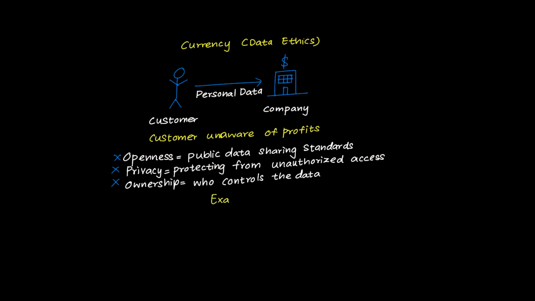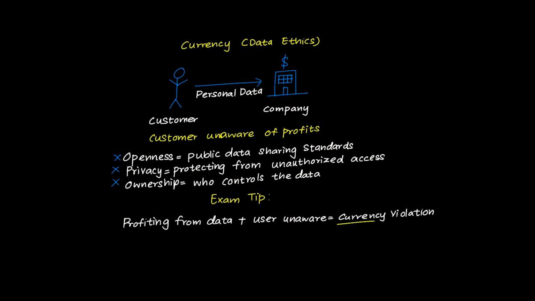Here's a WGU D467 exam tip for you. When a question describes companies profiting from personal data without informing the individual about those financial transactions, that's a currency violation. Quick recall hook: Currency = cash from your data, and you should know about it.